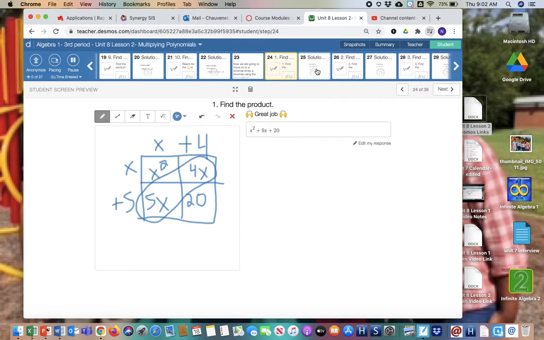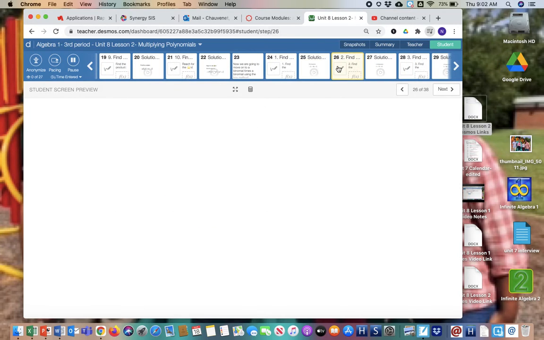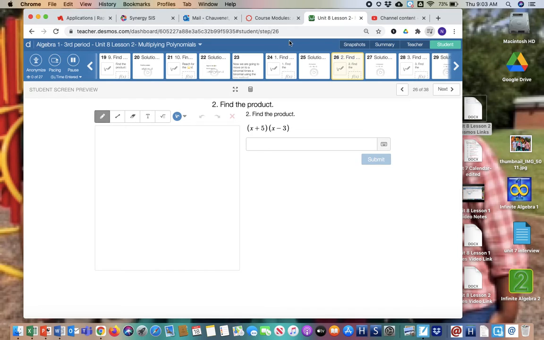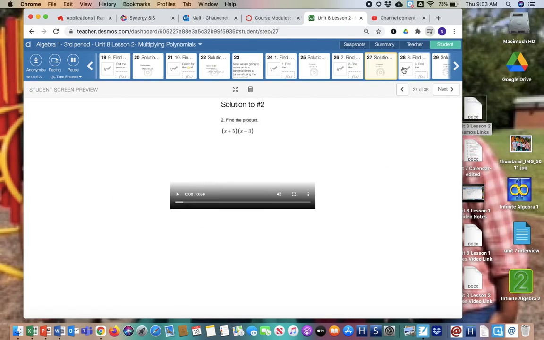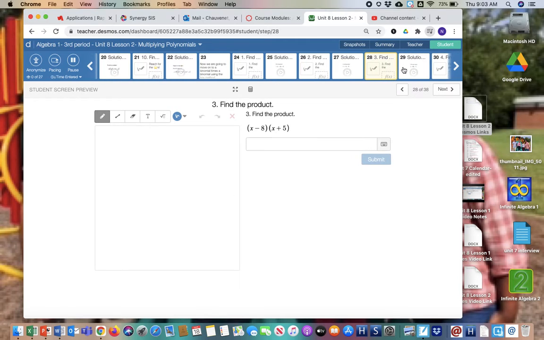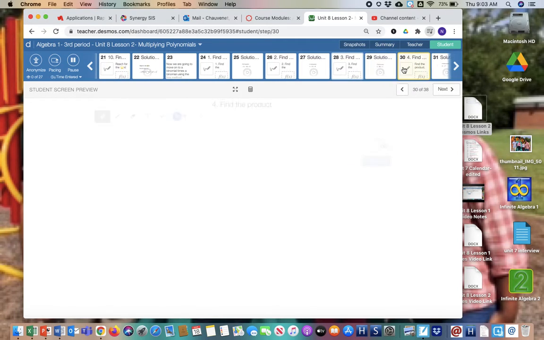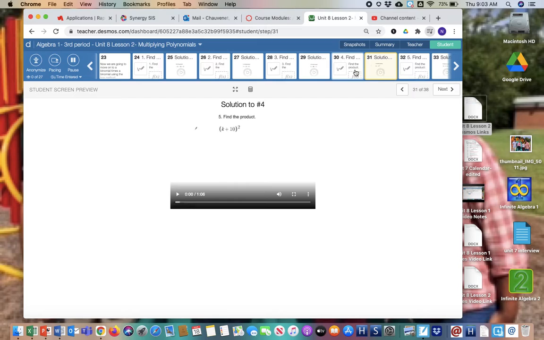Alright, so same thing here. You want to check your video. If you get it right, go to the next one. There's a few to do. Use the box method each time. Go through, try it, check it with the video. Same thing, you go through, you check it with the video.